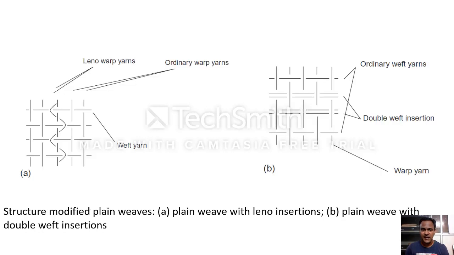You can see this diagram here. This is based on a research study. This is a normal plain weave fabric. Both are plain weave structures. In this structure, a lino warp yarn is introduced in between, and here also double weft insertion is introduced. The structure is modified, and because of this modification, it could provide more gripping to the fabric, so that it offers more friction and provides good ballistic protection.